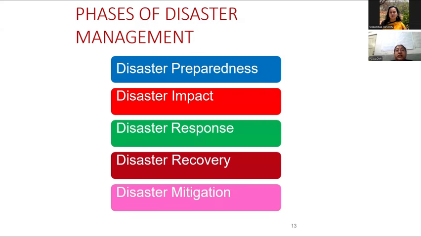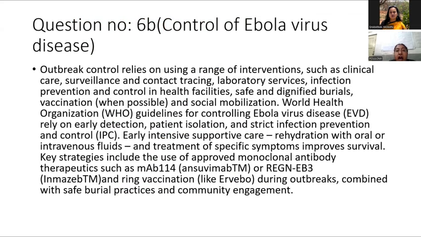Now coming to question number 6B, that is control of Ebola virus disease. Outbreak control of Ebola virus relies on using a range of interventions such as clinical care, surveillance and contact tracing, laboratory services, infection prevention and control in health facilities, safe and dignified burials, vaccinations when possible, and social mobilization.